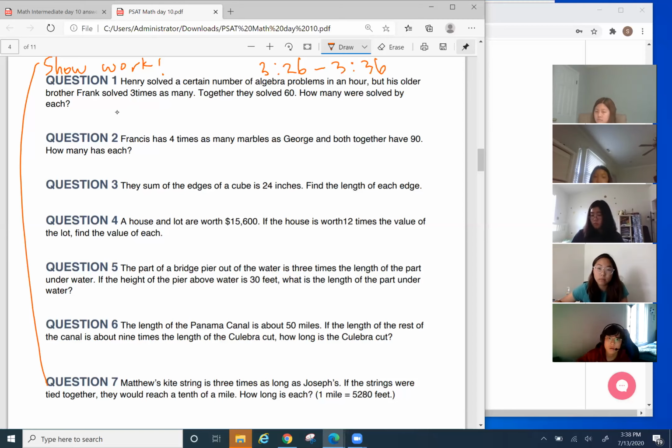I'll go. Okay, that's right. So Henry's X. Henry solved a certain number, but his older brother Frank is Y, and he solved 3 times more. So Y times 3. Wait, Y is what? Y times 3, since he solved 3 times more. So did you say x equals y times 3? Yeah.